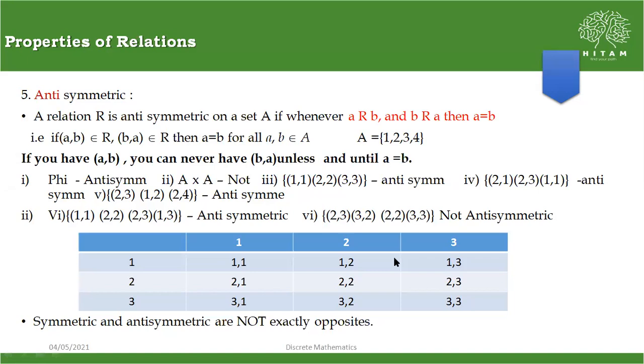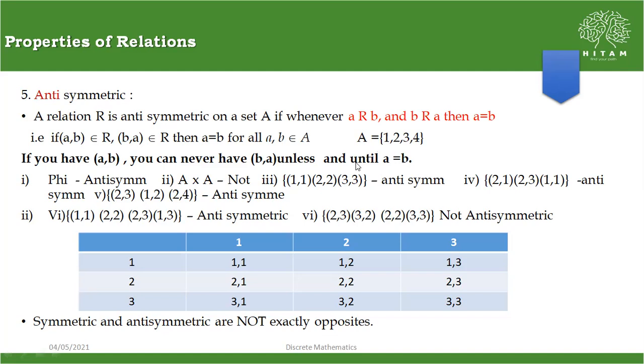And coming to the anti-symmetric relation, the most important one, guys. A relation R is said to be anti-symmetric on set A if A is related to B and B is related to A, then A equals B. And one more condition: if you have (A, B), you can never have (B, A) unless and until A equals B. That's the most important one, guys.